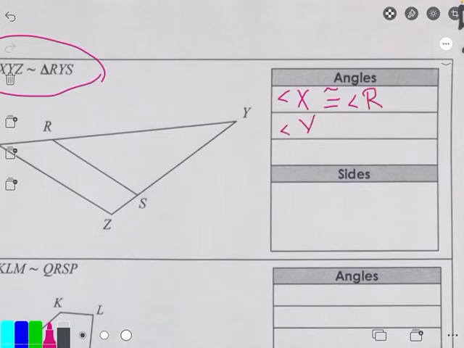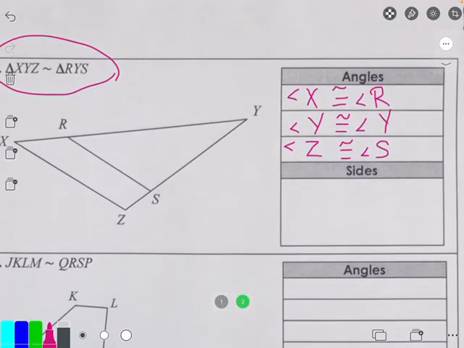Middle angle with middle angle. And notice it's Y with Y there. Last angle with last angle. Then we look at the sides. First two letters, XY, with the other first two letters, RY, should be equal to the middle letter and last letter, so YZ, middle and last, with middle and last.